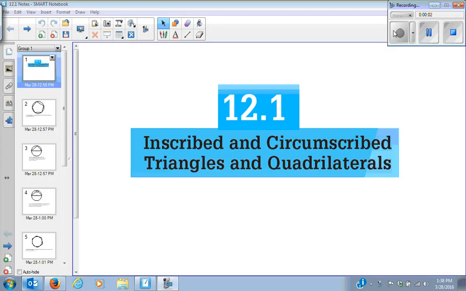Alright guys, this will be a quick lesson. We're going to just get started with 12.1. We're still going to be talking about circles. We're going to try to get through 12 and 13 together real quick. We've got inscribed and circumscribed triangles and quadrilaterals. So we're going to define what inscribed and what circumscribed is.